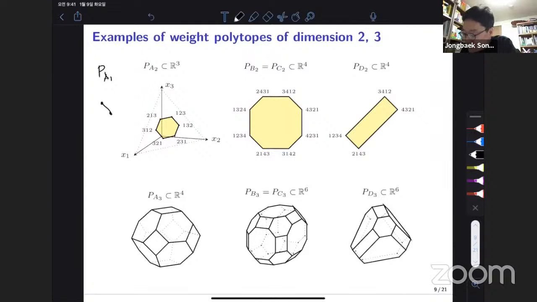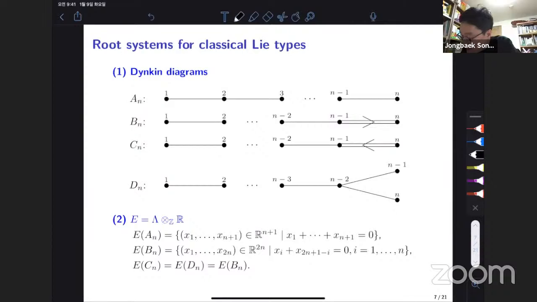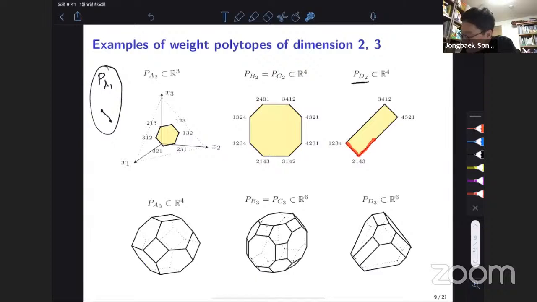But the reason why I'm telling you this type A1 is because if you look at this D2 type, then let's go back to this Dynkin diagram again. Then what is D2 now? D2 is just 2 points, right? So these 2 points are exactly A1 times A1. So maybe this is exactly the product of these two line segments.